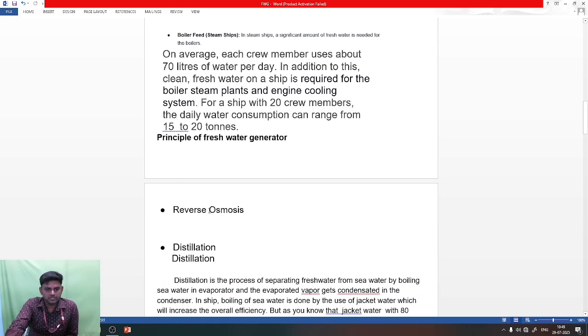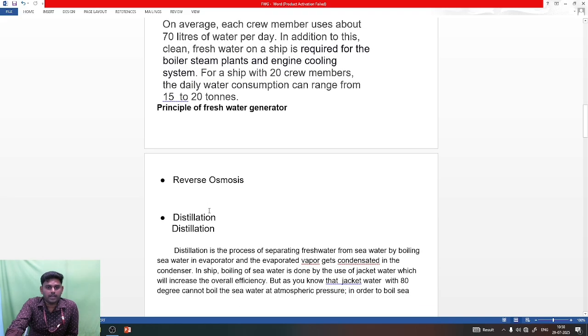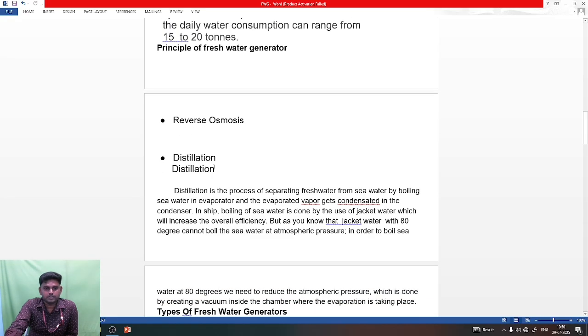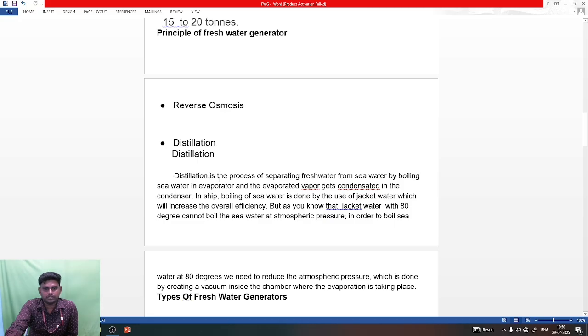And the principles of the freshwater generator: there are two. One is reverse osmosis and one is distillation. Reverse osmosis is used for domestic purposes, and it produces a very small amount of water. Distillation is used in ships for huge water production, and per day it will produce 10 to 11 tons.